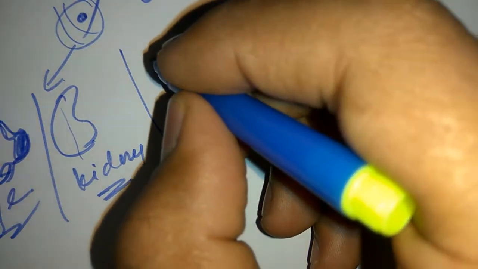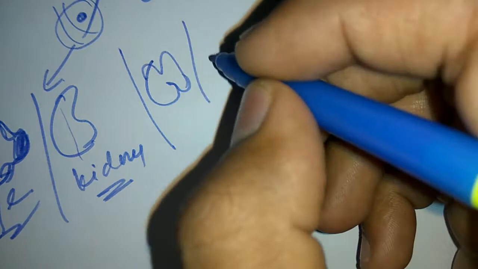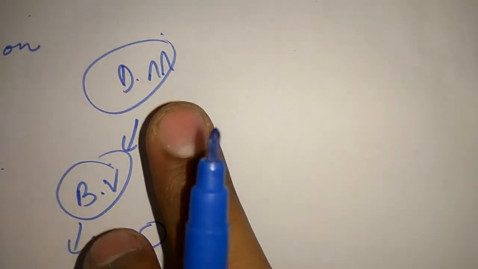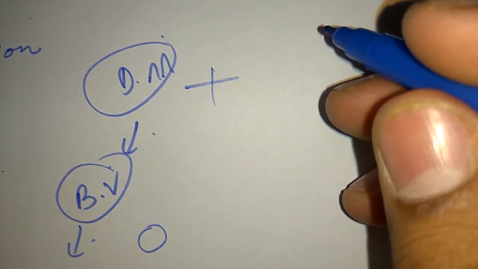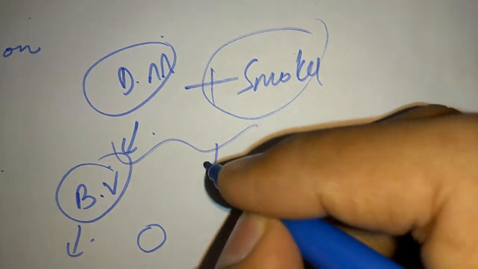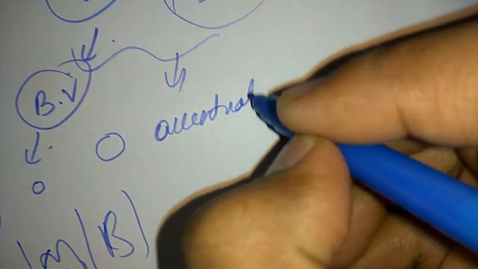Your eyes, your kidneys, your heart, your brain, and many other organs get affected because of this diabetes mellitus. And if the individual also smokes, then everything gets attenuated. There will be more damage to your body.